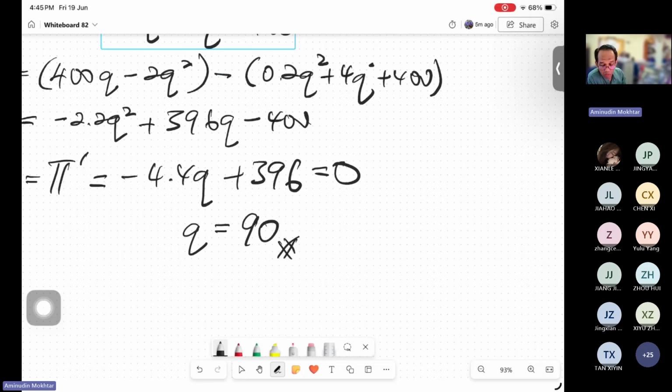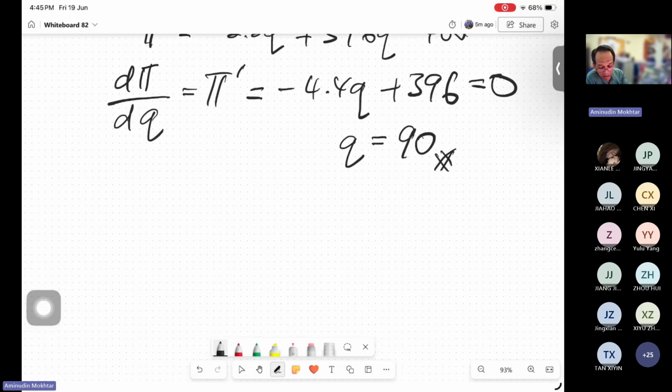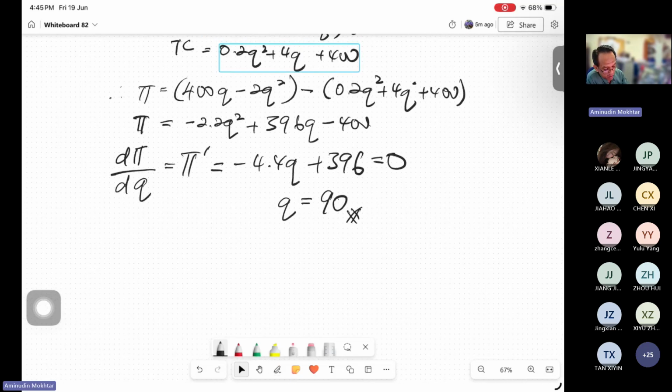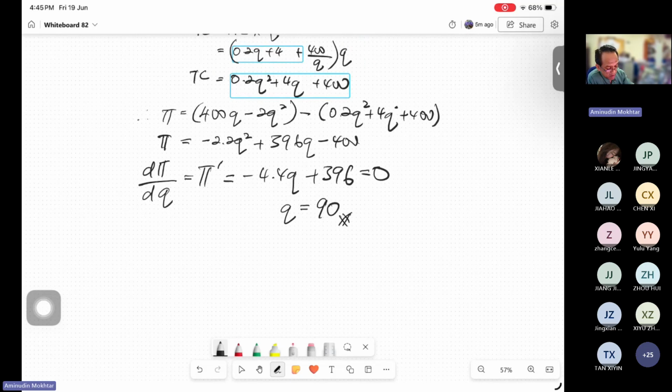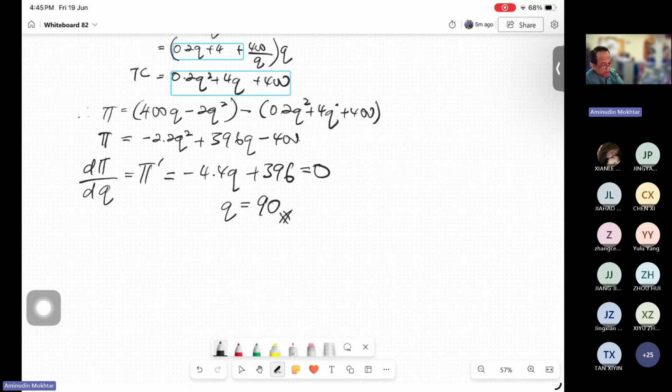So the next question, what is the price? Based on this question, we need to apply the basic concept of dy dx, the first derivative, in order to determine the maximum or minimum. In this case, we need to determine the maximum. Since the answer is q equal 90, first we need to justify whether this q equal 90 is a maximum profit.